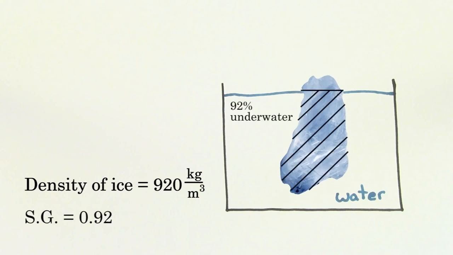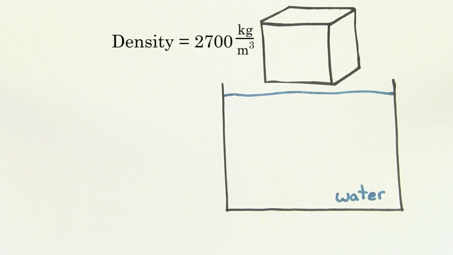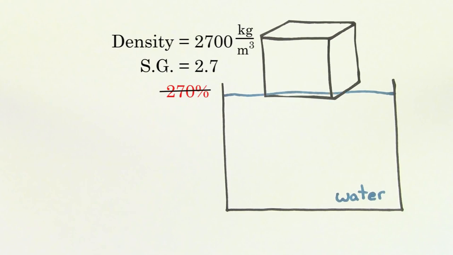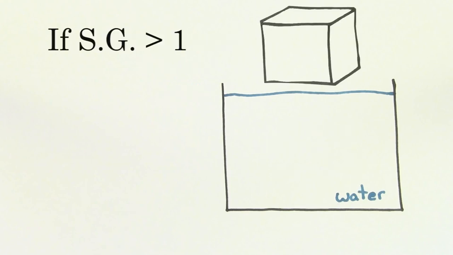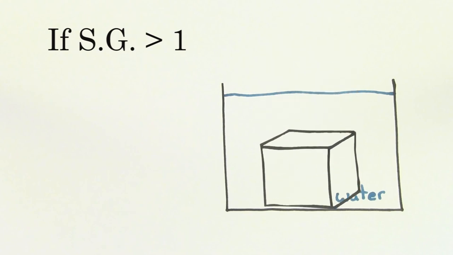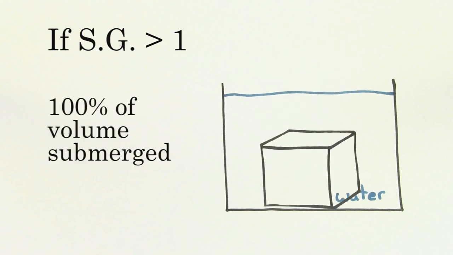the water. But what if we were to use a cube that had a density of 2,700 kilograms per meter cubed? The specific gravity would be 2.7, which means that 270% of this cube would be submerged beneath the water. But you can't have more than 100% of an object submerged. Even if the object were to sink, the maximum amount submerged would be 100%. So if the specific gravity of an object is greater than 1, that object is going to sink if placed freely in water, and it'll have exactly 100% of its volume submerged.